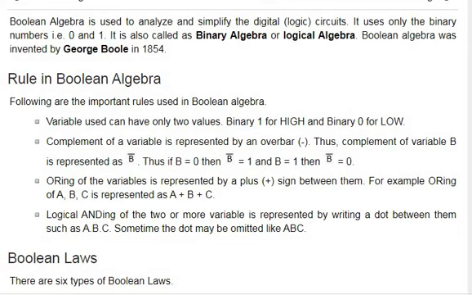So we use 1 to represent high and 0 for low, and the complement of any variable is represented as the variable with a bar on top. So complement of B is B bar: B is 0, B bar is 1, and B is 1, B bar is 0. ORing is nothing but plus, and ANDing is nothing but multiplication. We can represent it as a dot, or simply write without the dot.